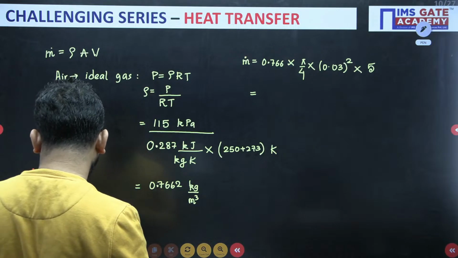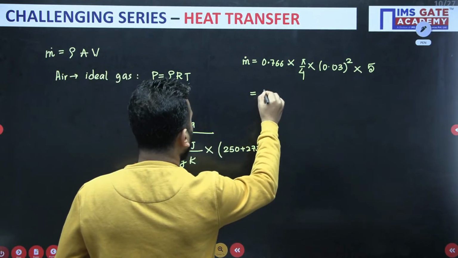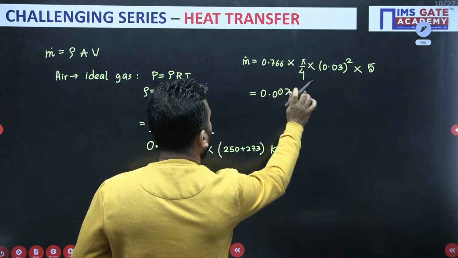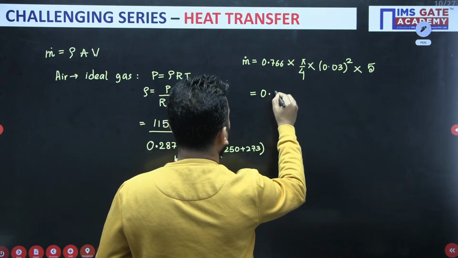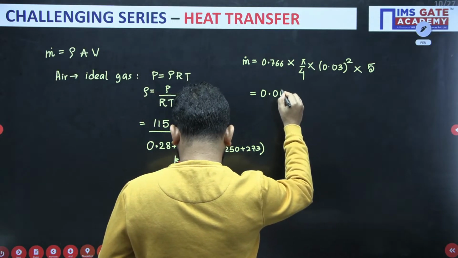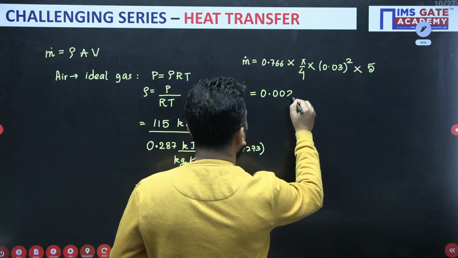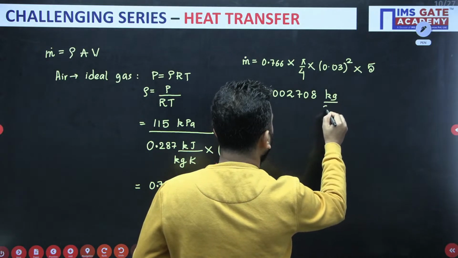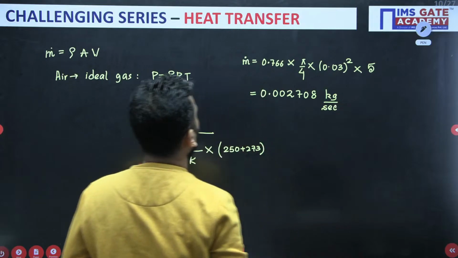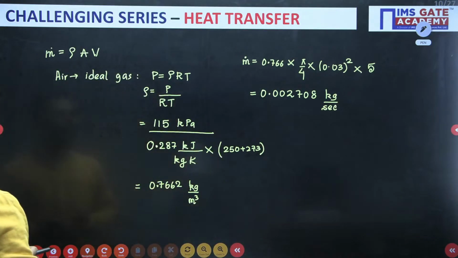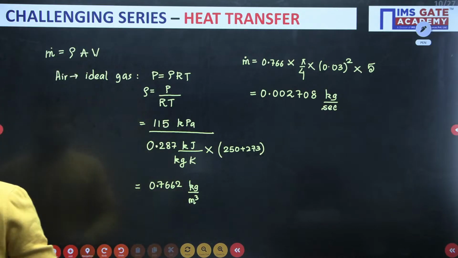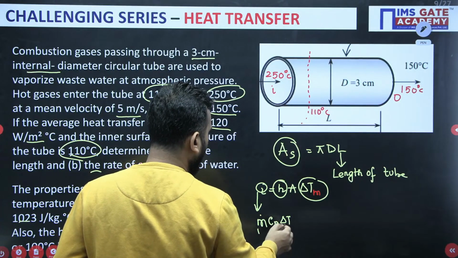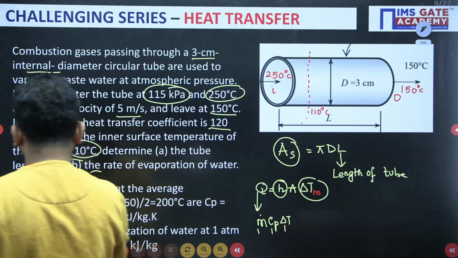What is m dot? M dot is coming out to be 0.00 kg per second. So m dot we have found out. Cp is given, delta T we know. So can we find Q?